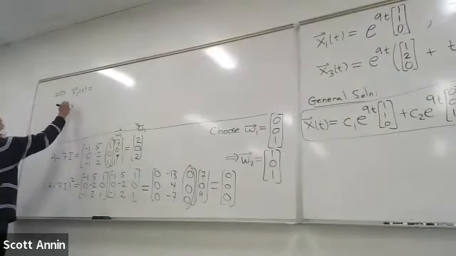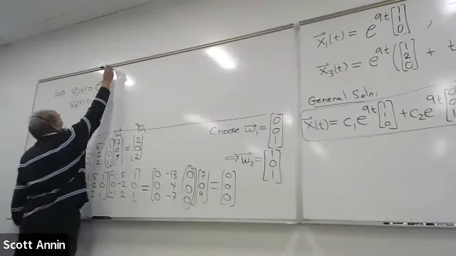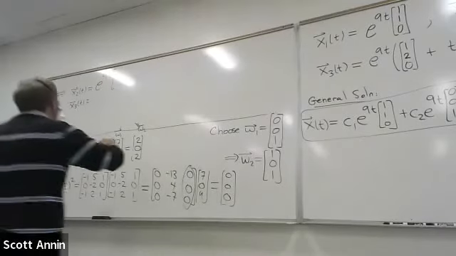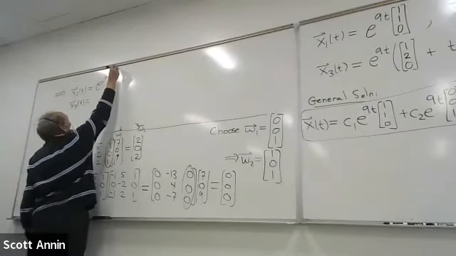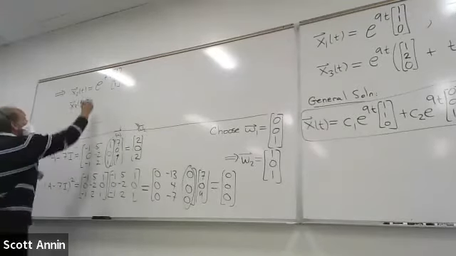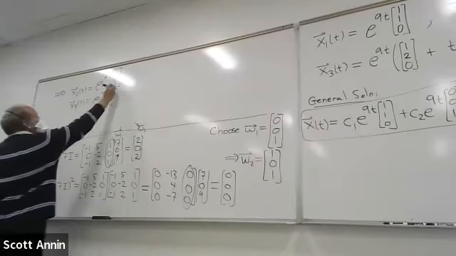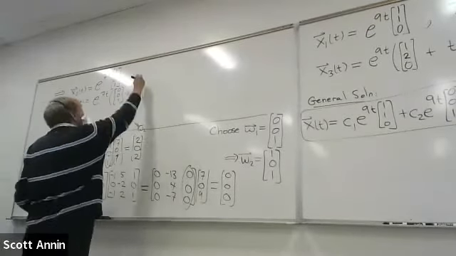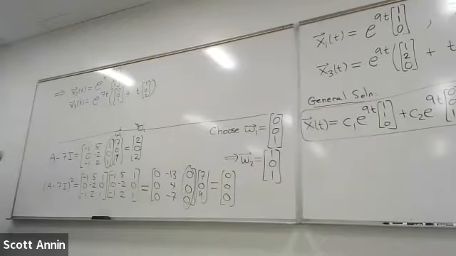So let's write down the second and third solutions here, guys. x2 is going to be e to the 7t times the eigenvector, which we got, 1, 0, 1. I'm sorry, e to the 7t, times 1, 0, 1. And then x3 is e to the 7t times w1, which was 0, 0, 1, plus t times w2, which was 1, 0, 1. So that's x2 and x3.